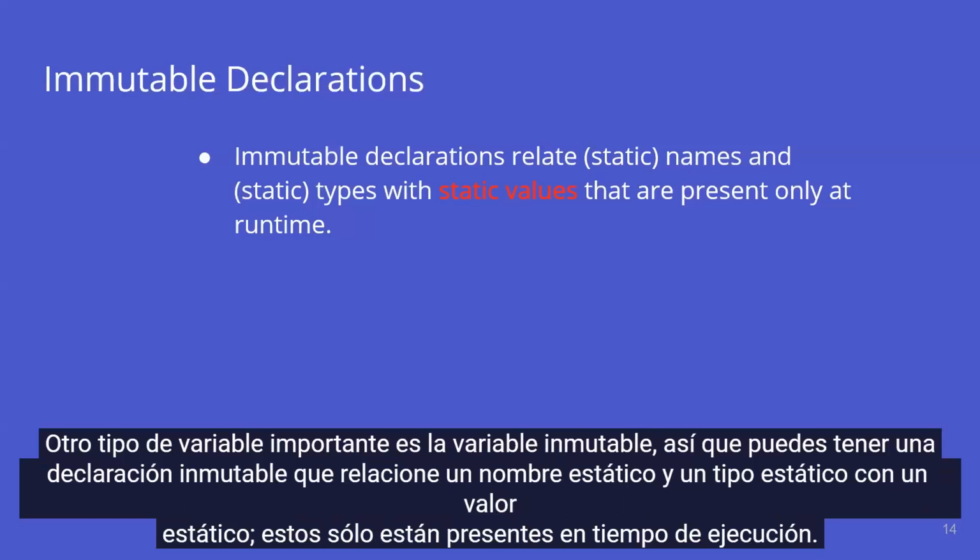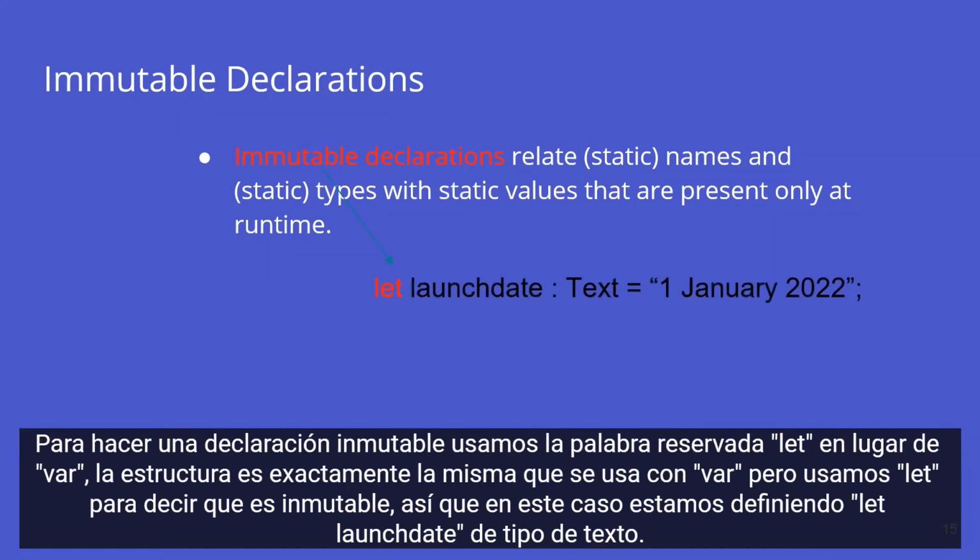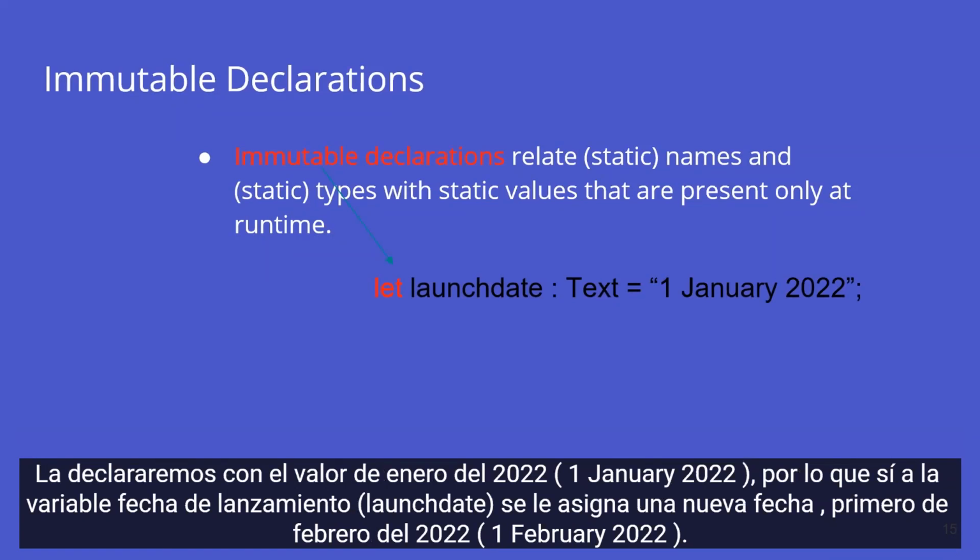Another important type of variable is an immutable variable. So you can have an immutable declaration that relates a static name and a static type with a static value. And these are only present at runtime. In order to do an immutable declaration, we use the reserved word let instead of var. The structure is exactly the same as a variable declaration with var, but we use let to say that it is immutable. So in this case, we're saying let launch date of type text be declared as the 1st of January 2022.